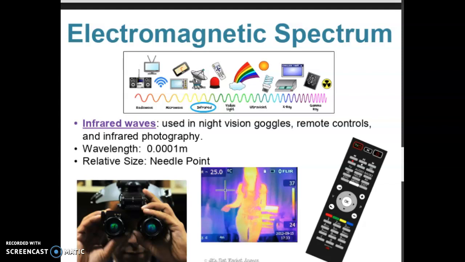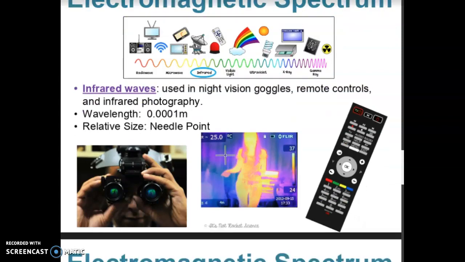But they're also not very harmful either. So these actually detect heat. If you use those night vision goggles, then you're able to see those heat waves that we're going to be talking about soon, which is super cool.